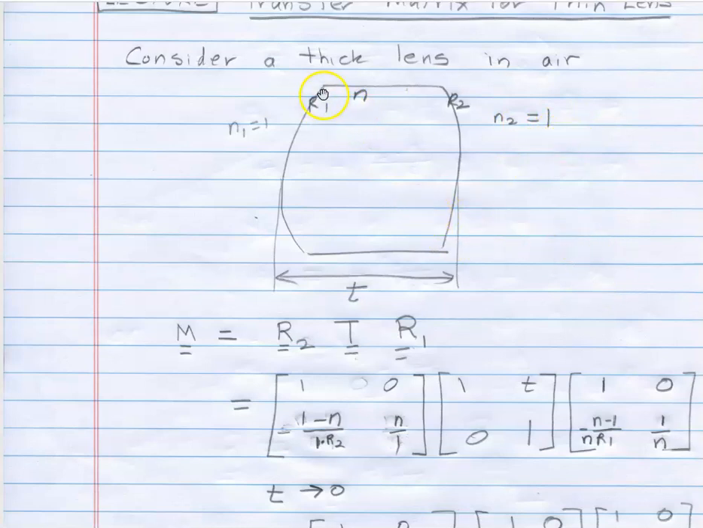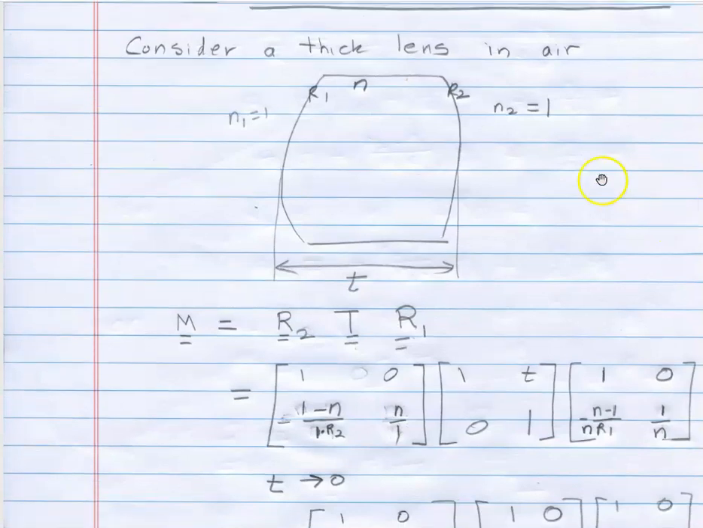The way I have it drawn, R1 would be positive and R2 would be negative, but let's just keep them generic as R1 and R2, the radii of these two spherical interfaces. What I need to do is find the transfer matrix for this whole system, starting at the front, going through the interface, then through the translation through N, and then through this interface to where it emerges on the other side.